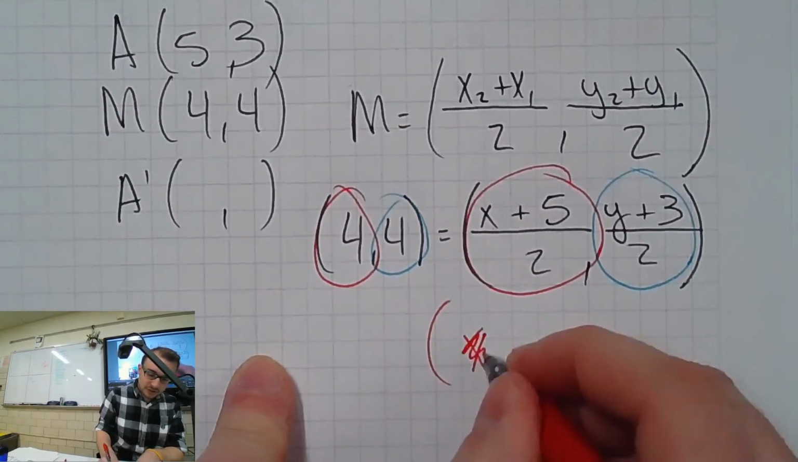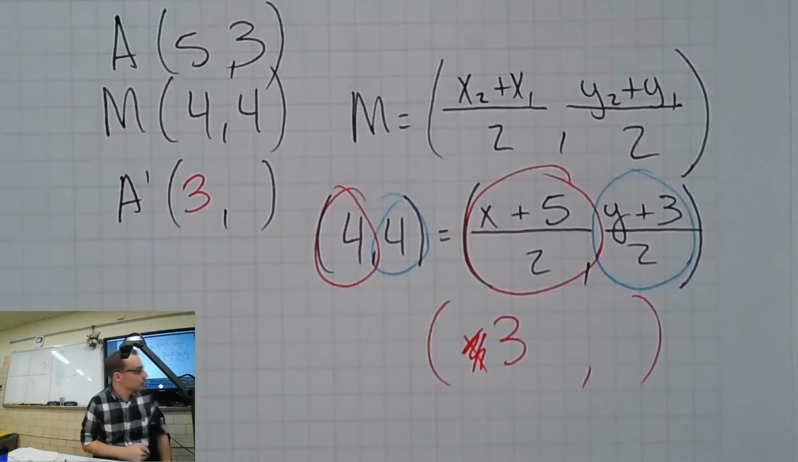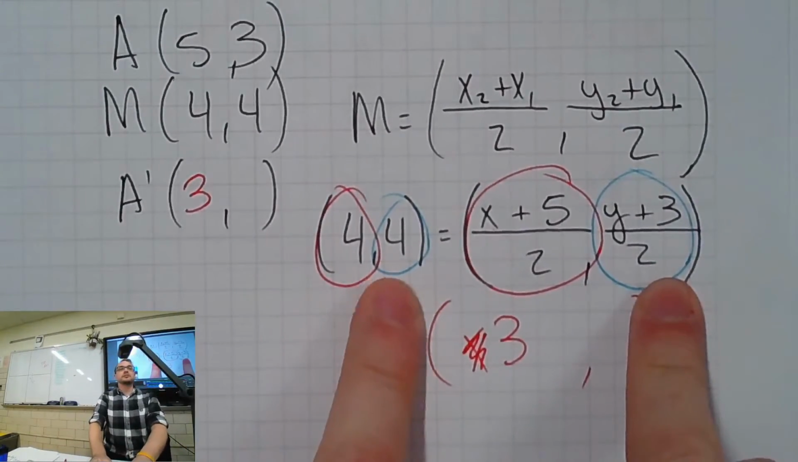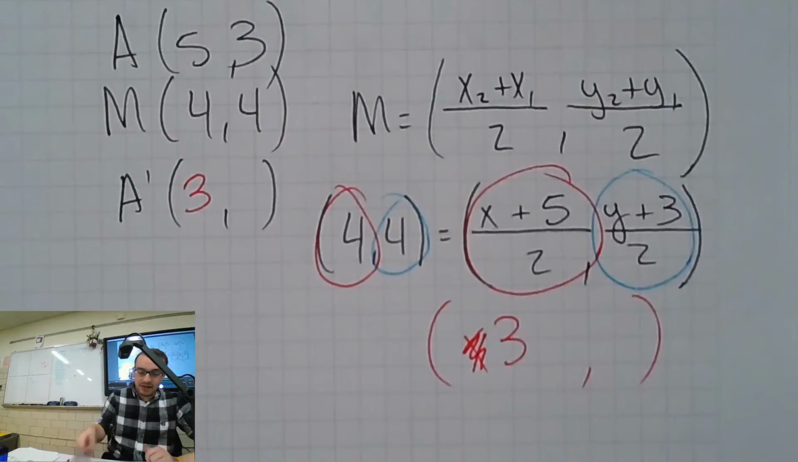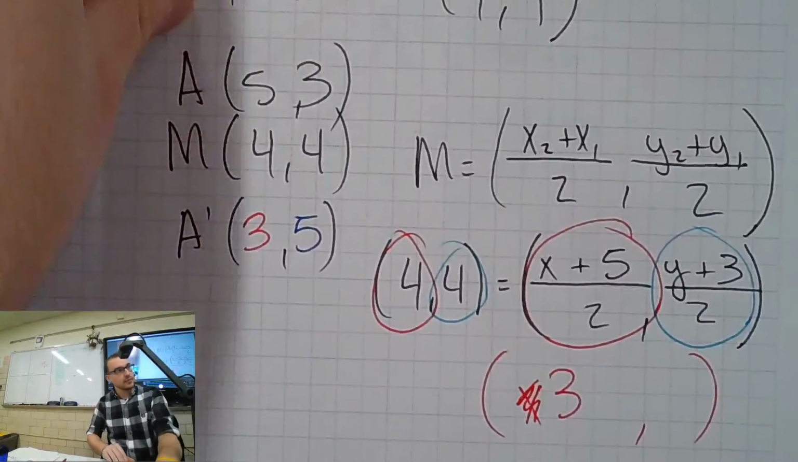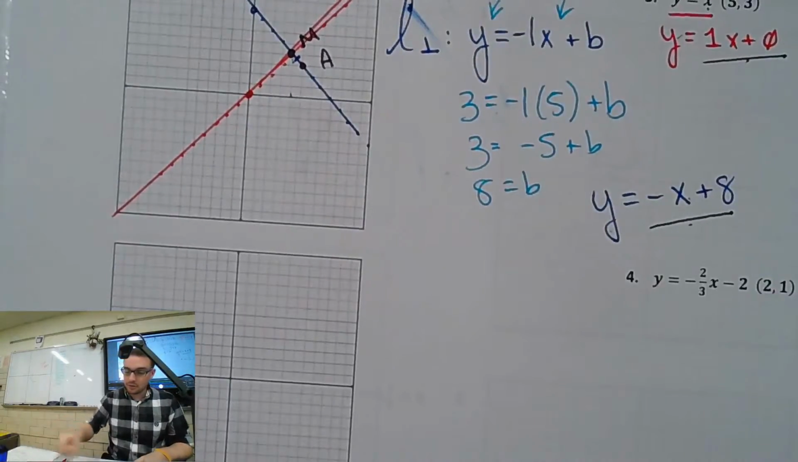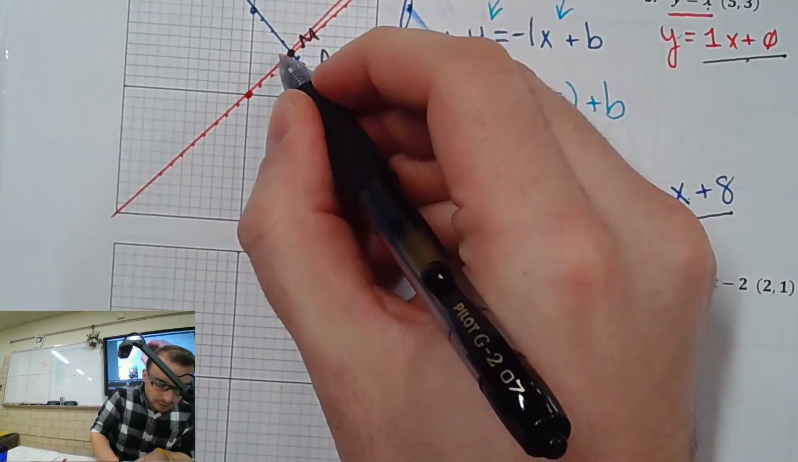X is 3. So that's this here. A prime is at 3. Now for this one. Times by 2. 8. Subtract 3. 5. So y is 5. And that's where A prime is going to be. Check it out. I'll go back. 3, 5 is A prime. 1, 2, 3. 1, 2, 3, 4, 5.